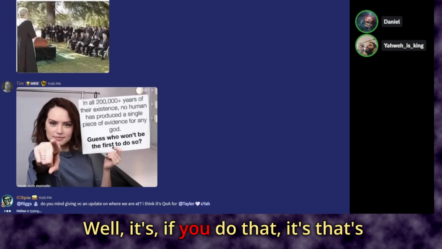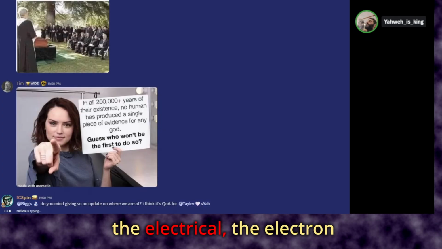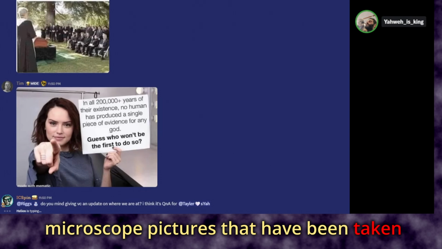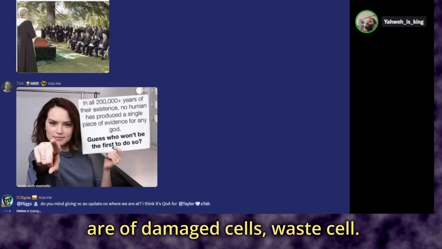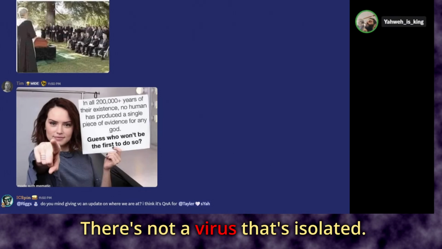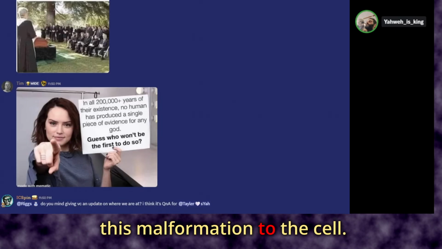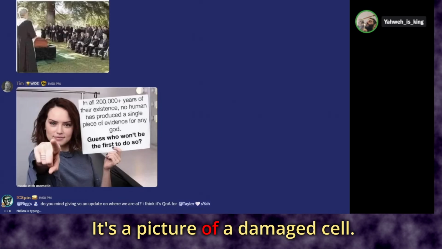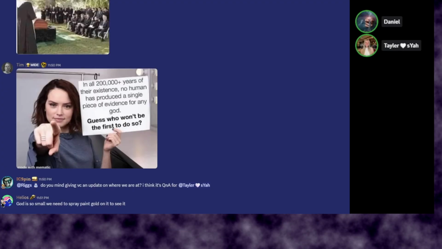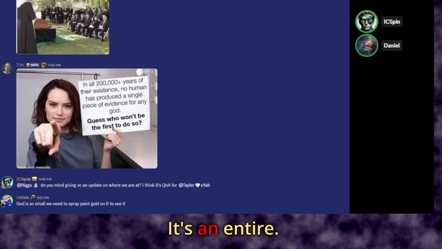So the electron microscope pictures that have been taken are of damaged cells, waste cells. There's not a virus that's isolated, the thing that's supposed to be causing this malformation to the cell. It's a picture of a damaged cell, and that's it. It's not just a malformation of a cell, it's an entire.